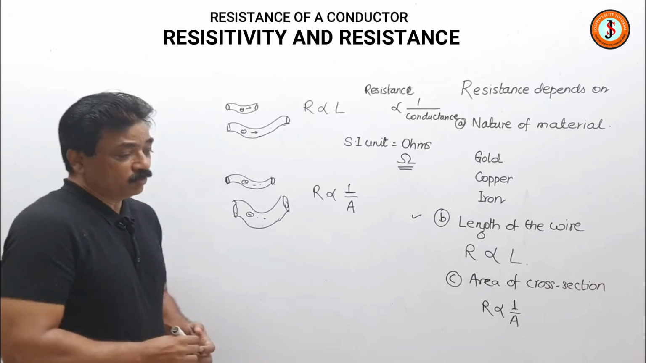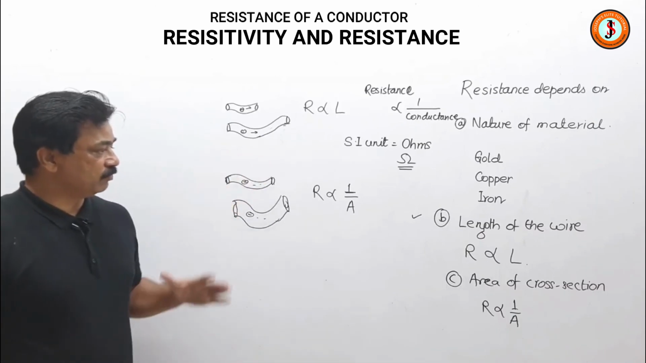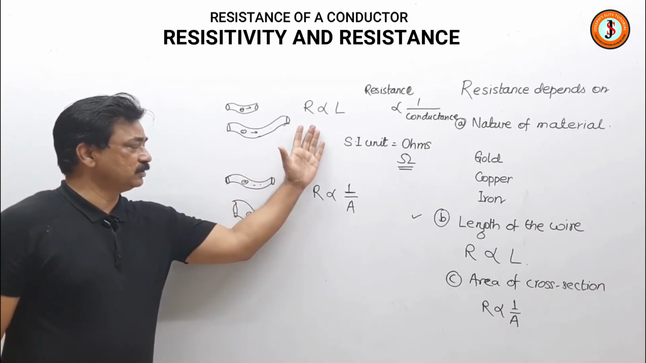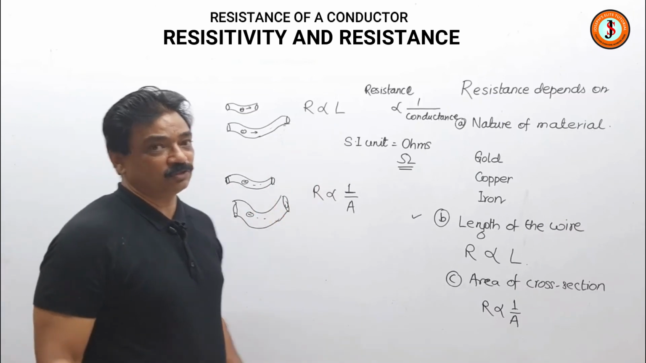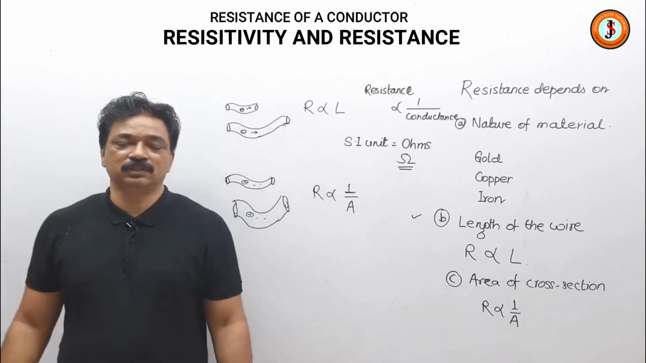I'll need some board space again. Now till here we have understood: resistance is directly proportional to the length, and resistance is inversely proportional to area of cross section. All the questions we discuss here only.